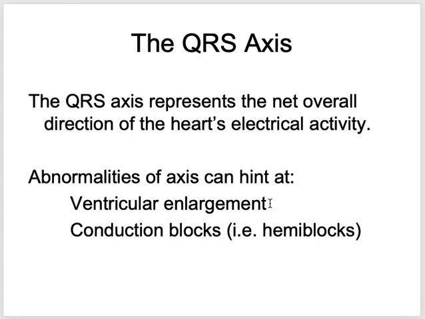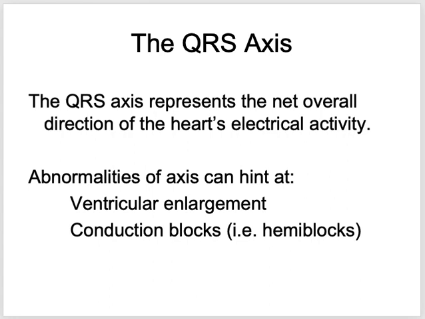So normally the average flow of the electrical energy is from the upper right heart towards the apex. If you see how your heart is placed in your body, you would know that the electrical activity which starts from the SA node is closer to your right shoulder, whereas the direction of the current is closer to your spleen, the apex of the heart. So this is the normal direction of the vector.